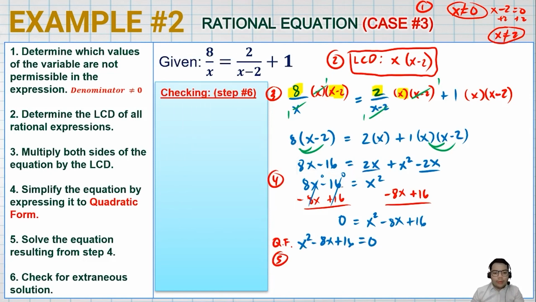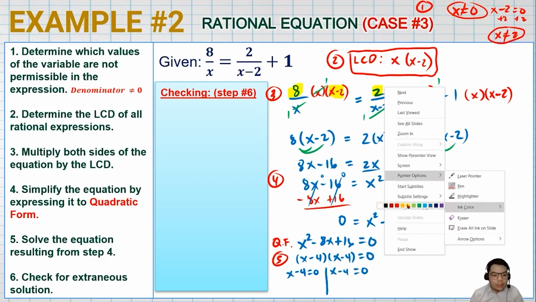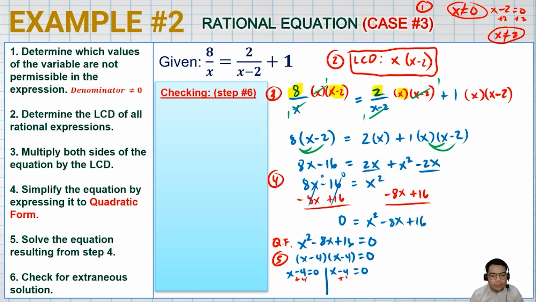So, step number 5, we can do factoring once again. So, ano yan? We'll be having factors having a product of 16 and a sum of negative 8. So ang factors niya is x minus 4 times x minus 4 is equal to 0. So equate natin ulit sila. X minus 4 is equal to 0 and x minus 4 is equal to 0. Since parehas lang sila, parehas lang din naman yung magiging sagot natin dyan. So add 4 for both sides of the equation. So we have the value of x as x is equal to positive 4. So isa lang. Parehas lang din naman sila.